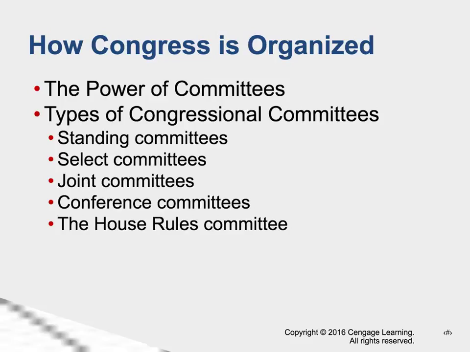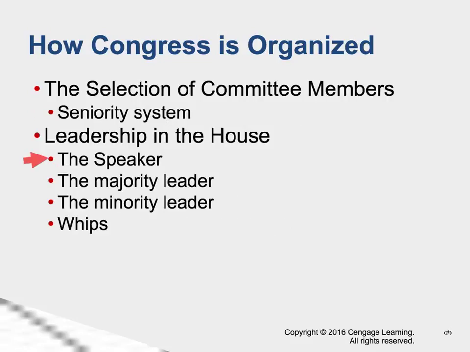You have conference committees. The role of conference committees is to reach a compromise between different versions of a bill. If the House approves one version of a bill and the Senate approves a different version of the same bill, it will go into a conference committee to see if a compromise can be reached. Use a seniority system to select committee members.